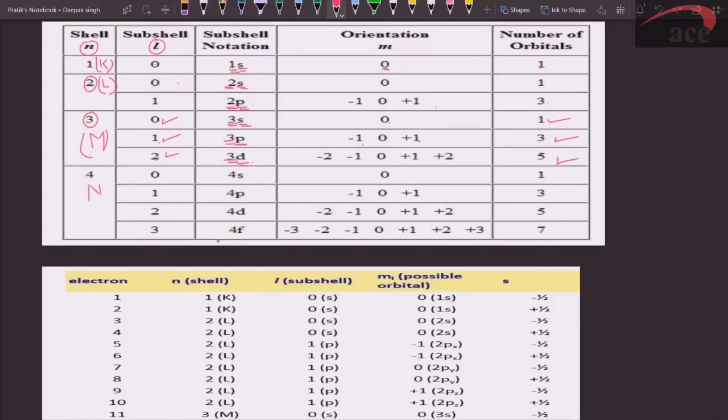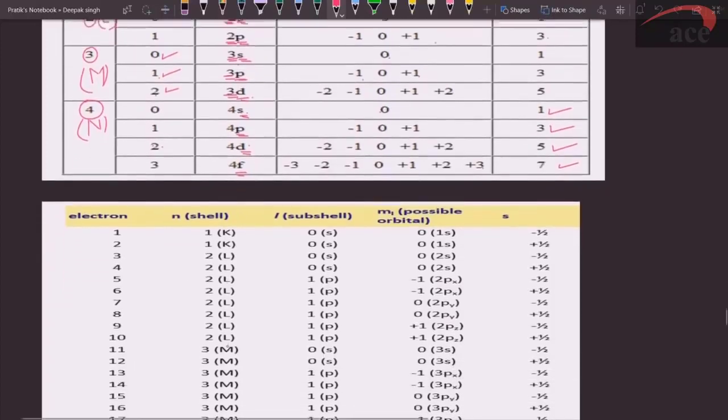If we talk about the fourth shell, it is what? N, and the L values for N are 0, 1, 2, 3. So 0 is S, 1 is P, 2 is D, and 3 is F. Since it belongs to the fourth shell, the number will be 4. Every S has one magnetic quantum number, so there will be one orbital. Every P has three magnetic quantum numbers, so three orbitals. Every D has 5 quantum numbers, so 5 orbitals, and every F has 7 magnetic quantum numbers, so 7 orbitals.